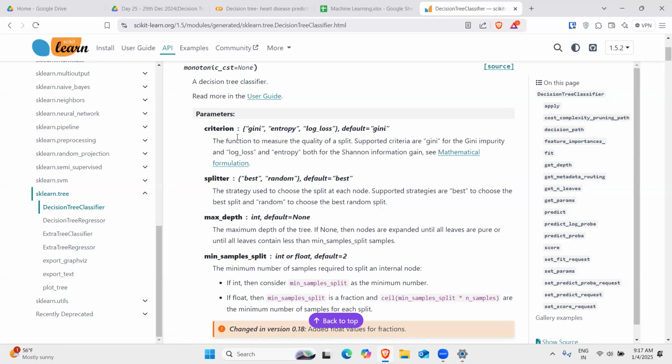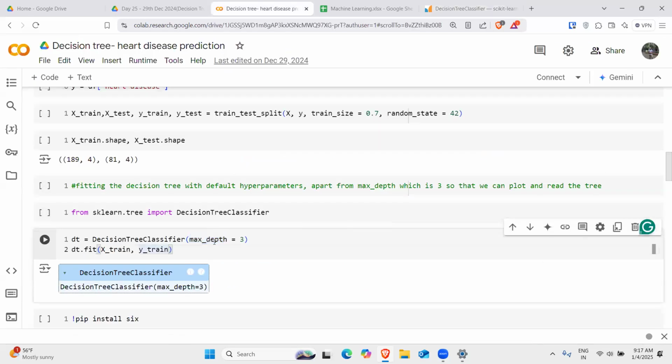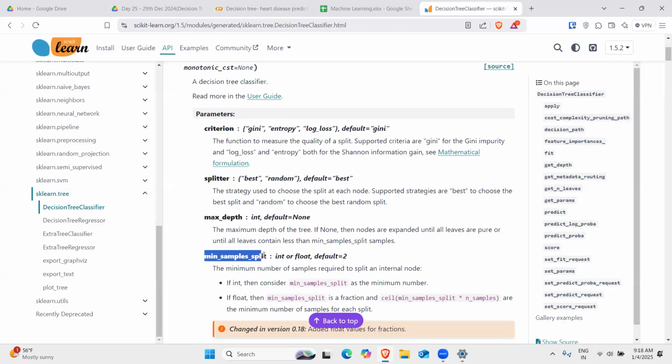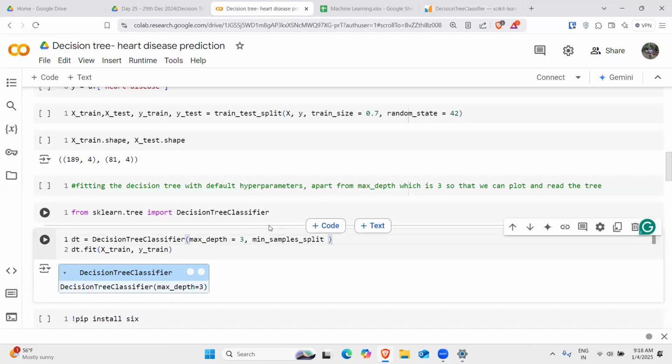So if I pass criterion, Gini or entropy before training, which is over here, that is my hyperparameter. Max depth is my hyperparameter over here. I can add any hyperparameter, comma, I can add minimum sample split, right? I can paste it over here. The permissible values are nothing but any integer value, so you can add any integer value, let's say 4, right? So these are known as hyperparameters.